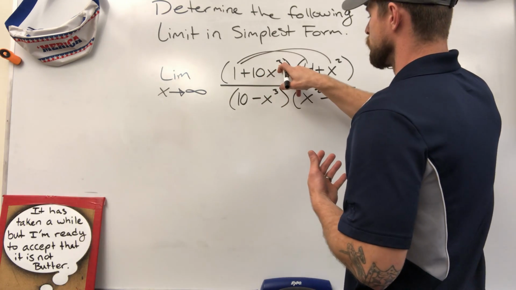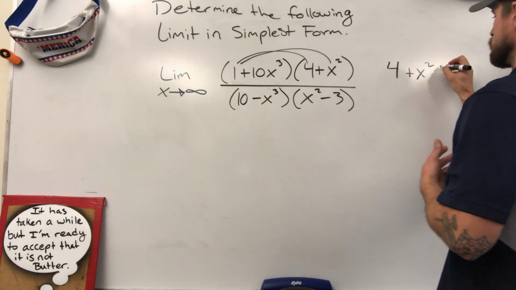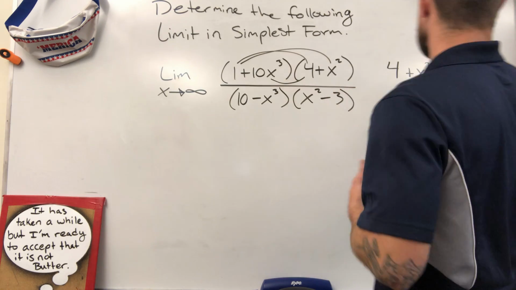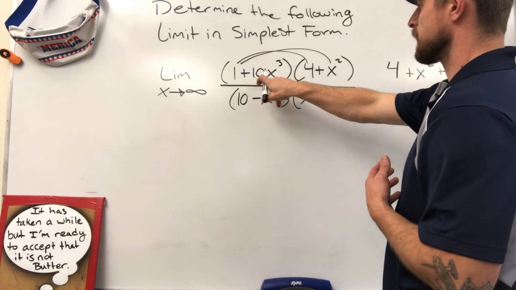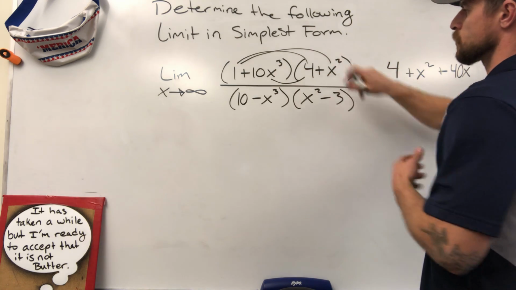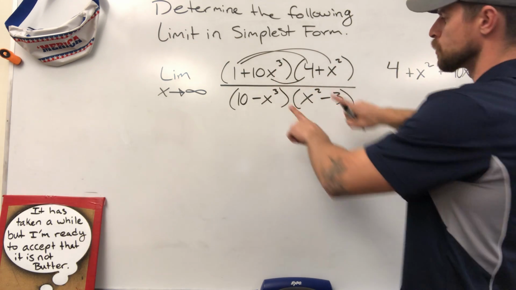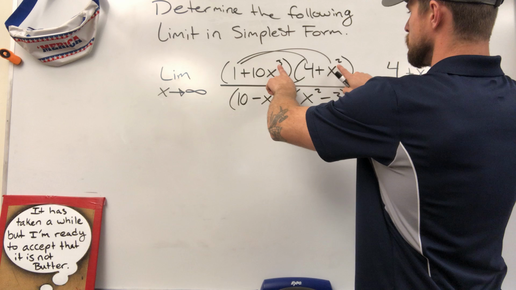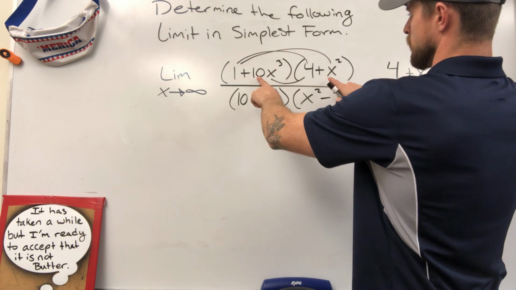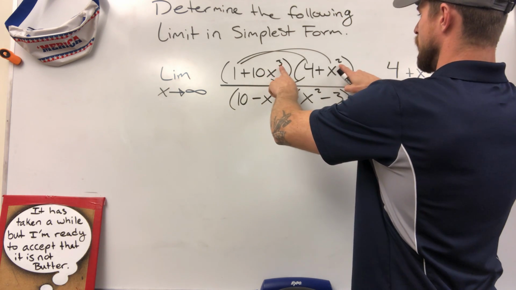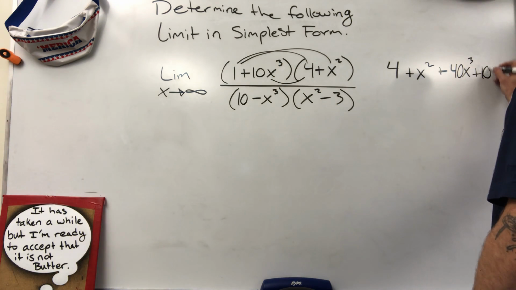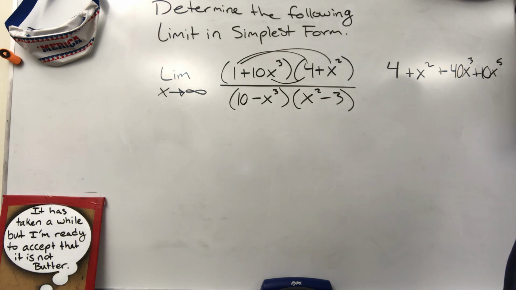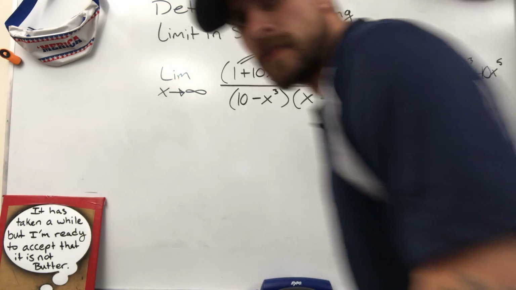10x to the power of 3 times 4 is going to give me 40x to the power of 3. 10x to the power of 3 times x squared. We got to use our exponent rules here. Remember, bases are the same, we add the exponents. So we're going to end up with 10x to the power of 5 because 3 plus 2 makes 5. Can you guys see that? Yep, just barely made it onto the screen.